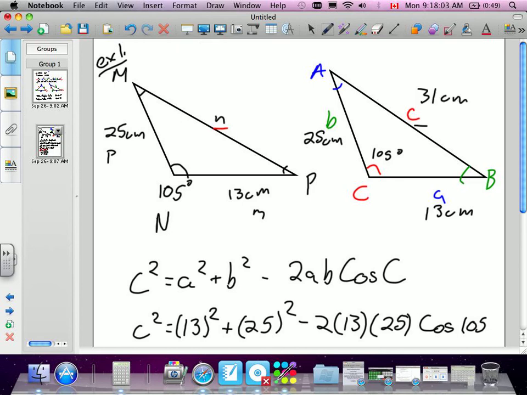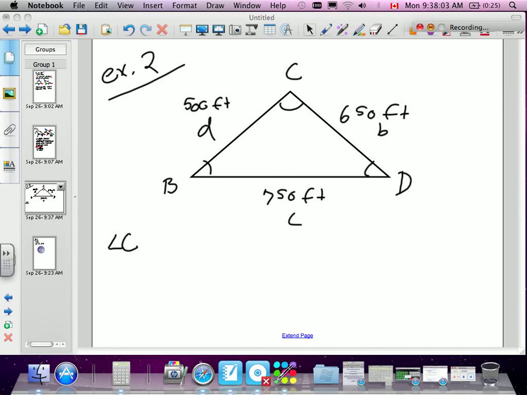Okay, so that means our side C is approximately 31 centimeters long. Makes sense because the opposite side is 105 degrees, so it should be the longest side of the triangle.